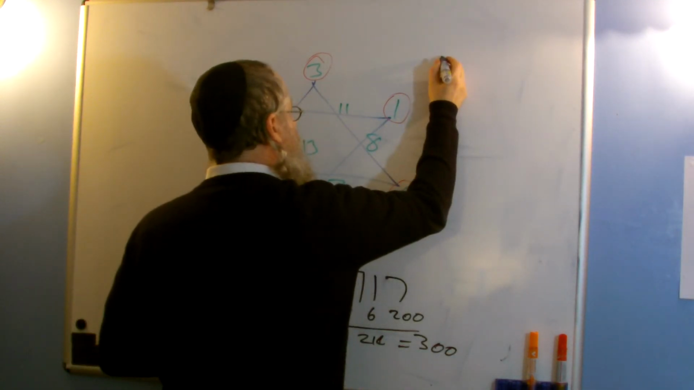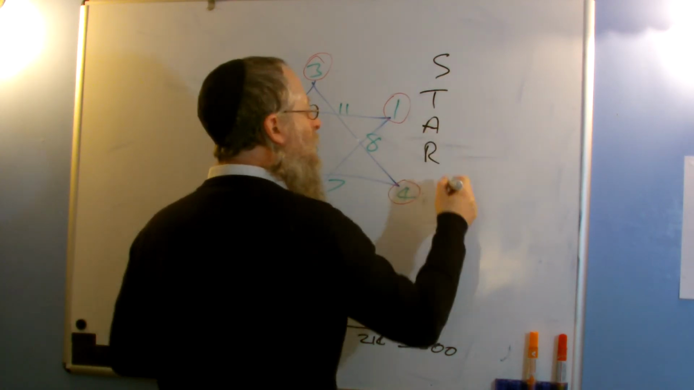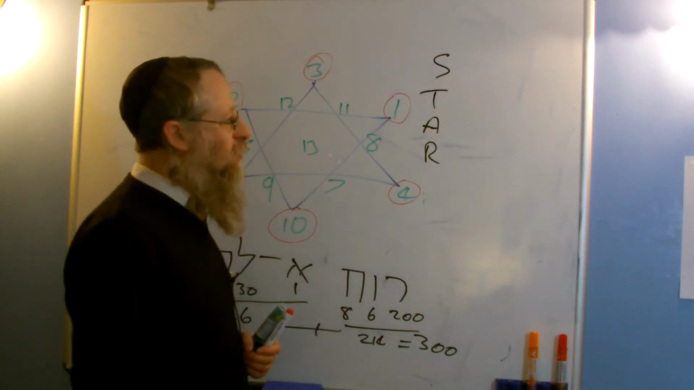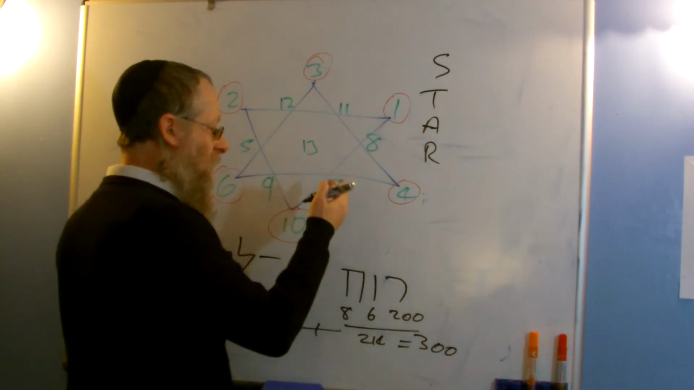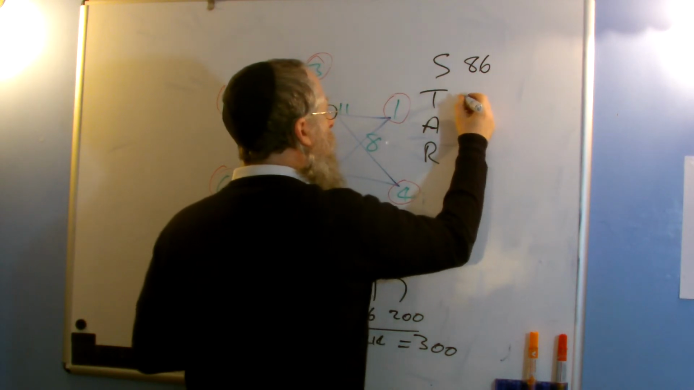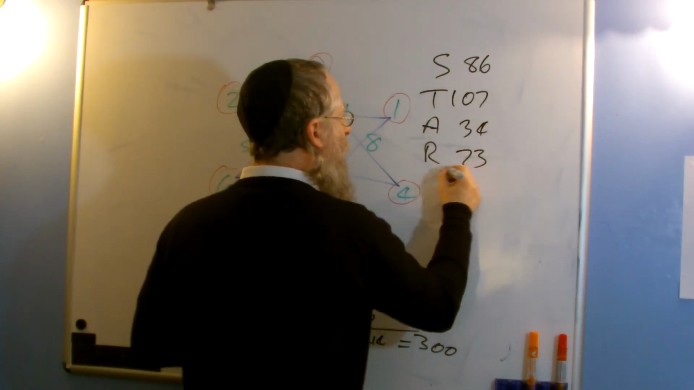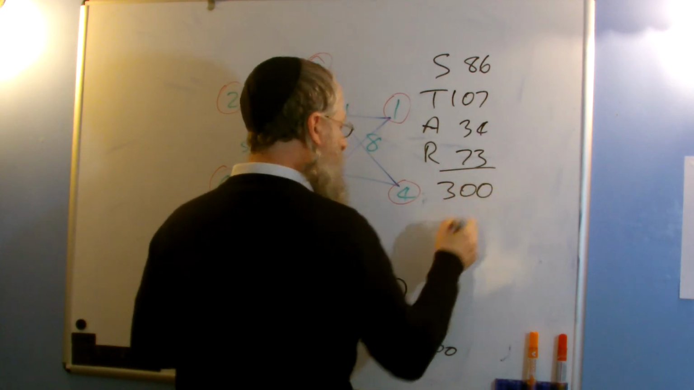Star, S-T-A-R, and we're going to look at the large values. We looked at the normal inner values, which was 361, connected to David. Now star, we'll look at the large values: 86, 107, 34, and 73. And if you add that together, you'll get 300.